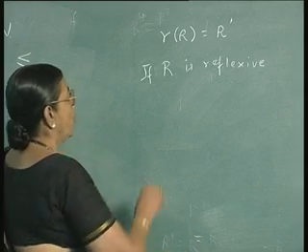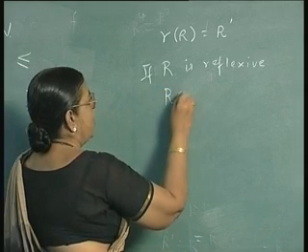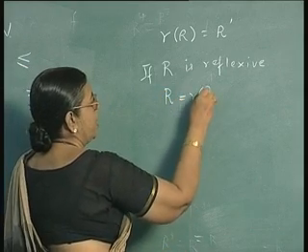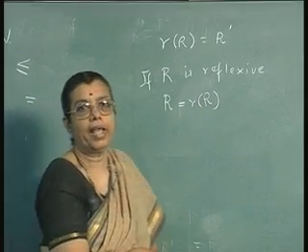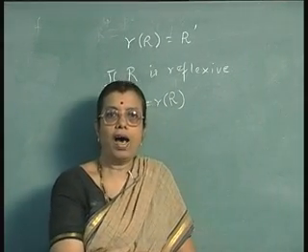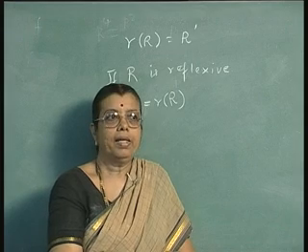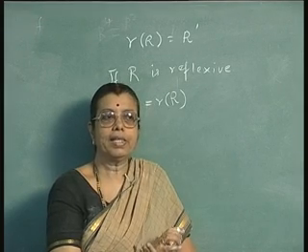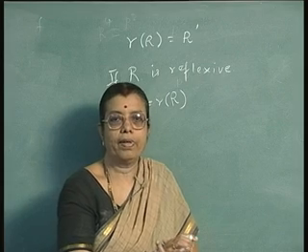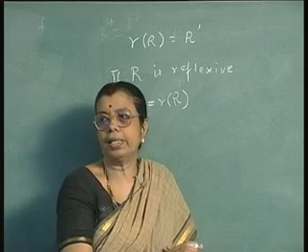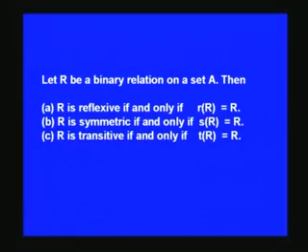So, if R is reflexive, the reflexive closure will be R itself. Similarly, if R is symmetric, the smallest symmetric relation containing R will be R itself. So, that is why these results follow. It is not very difficult to see these results.